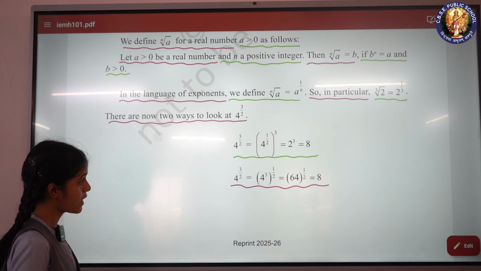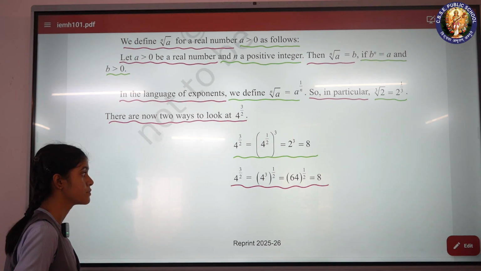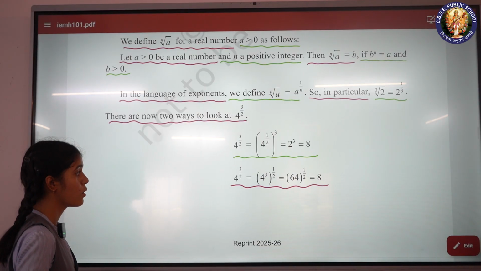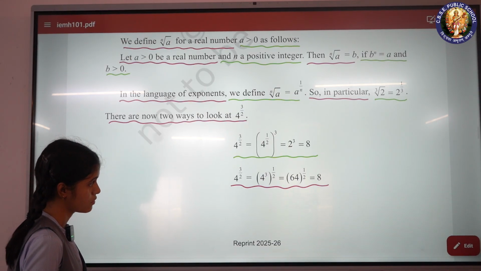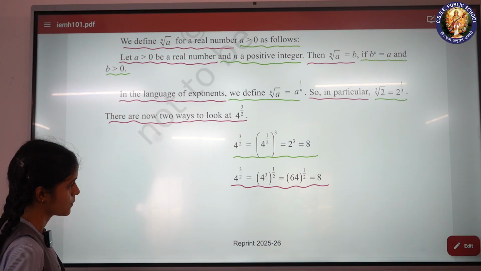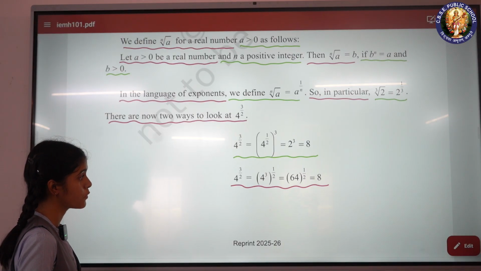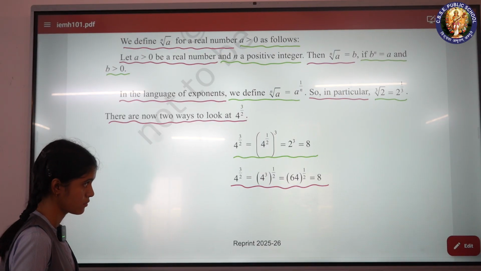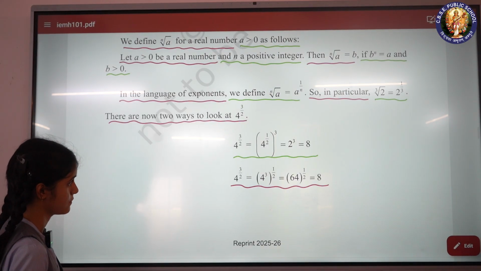Alternatively, 4 to the power 3 by 2 is equal to (4 to the power 3) the whole power 1 by 2, is equal to 4 to the power 3 into 1 by 2, is equal to 64 to the power 1 by 2, is equal to 8.